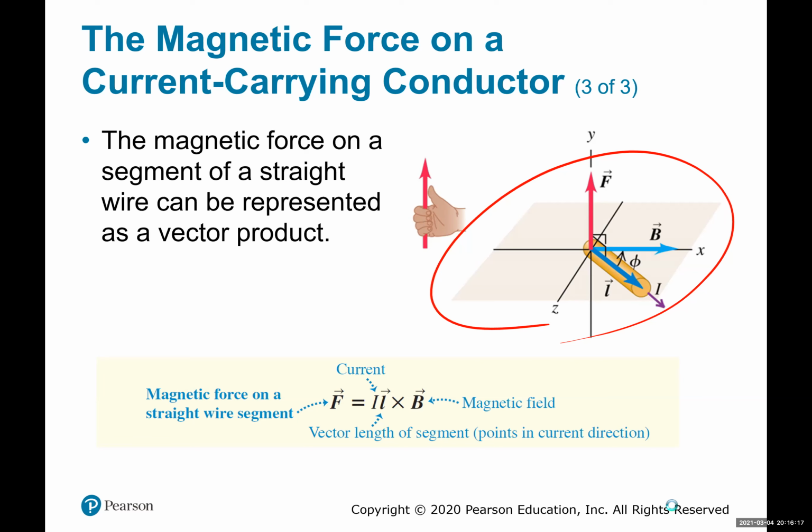Okay. So hopefully we feel a little bit more familiar with the cross product going on here, and with the idea that a magnetic field interacts with the current in a wire, according to this expression.